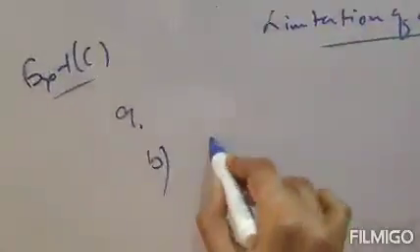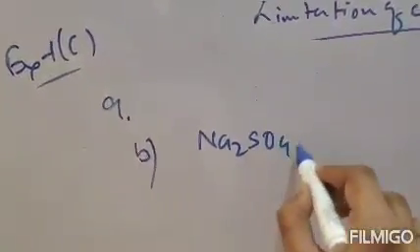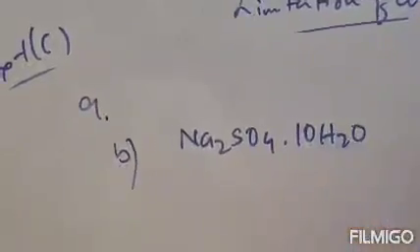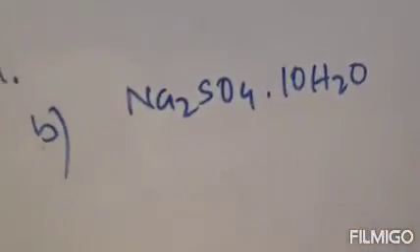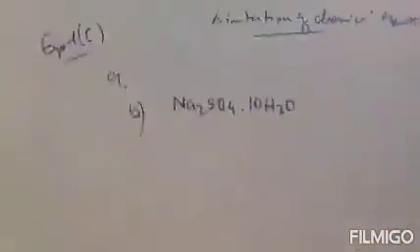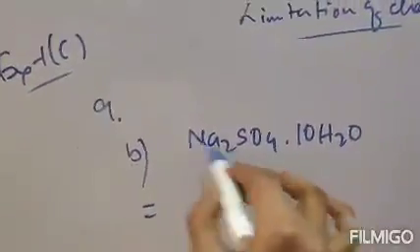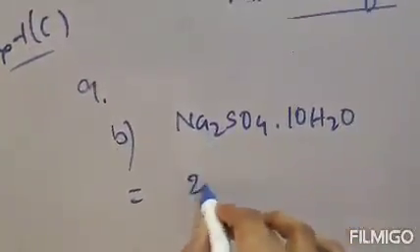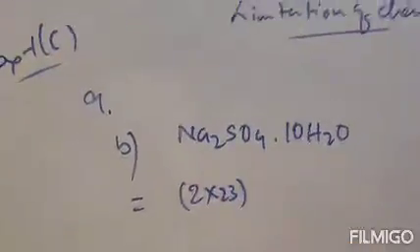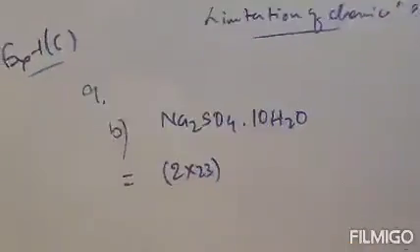The first is your Na2SO4 10H2O. We have to calculate the molecular mass of the following compound. Clear? So what is the molecular mass? The molecular mass of the compound is, that is, Na is 23. There are 2 Na. That means 2 into 23.